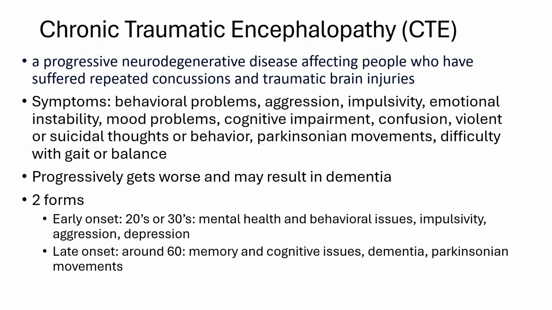There are two forms of CTE. Early onset occurs in the 20s or 30s with mental health and behavioral issues, impulsivity, aggression, and depression. With a late onset around 60, these patients have memory and cognitive issues, dementia, Parkinsonian movements, and it is progressively more degenerative at that point.